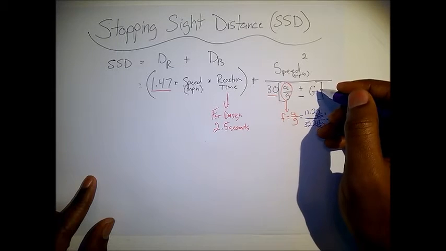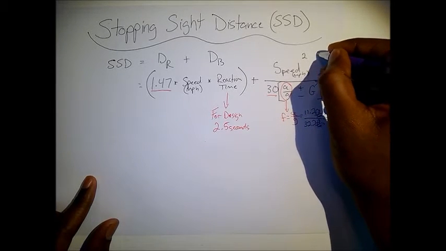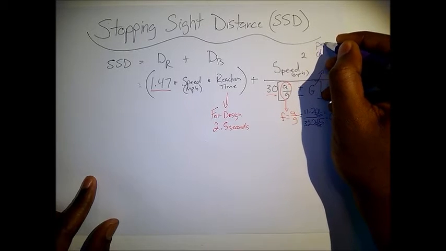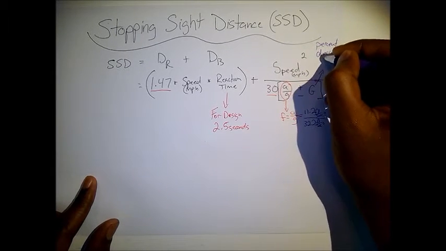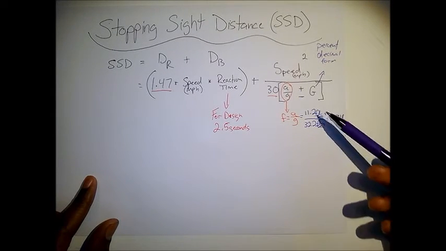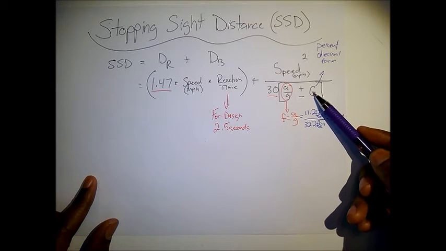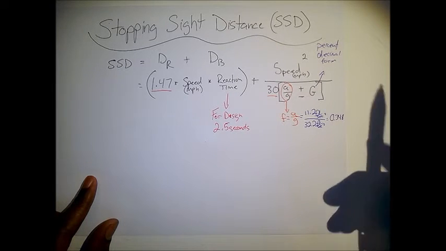The last term here is grade, and this grade is going to be represented in decimal form. So the percent grade in decimal form. Now, if this is given to you at 4%, then you're going to use a 0.04. It should never be a whole number. It should always be some type of decimal number for this type.